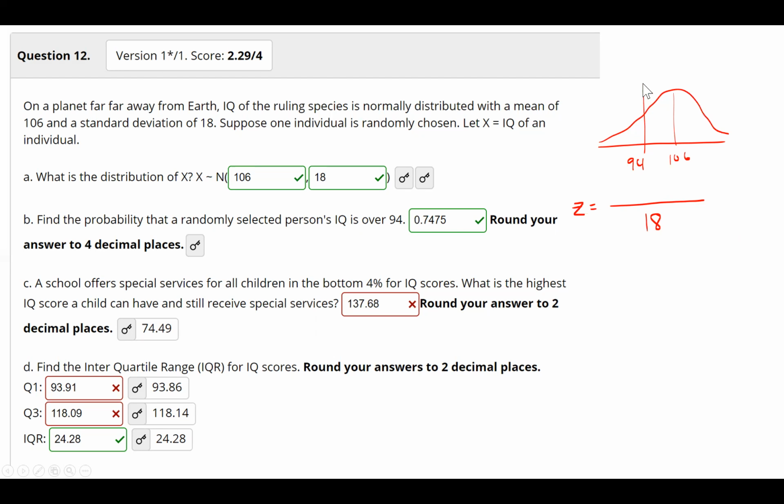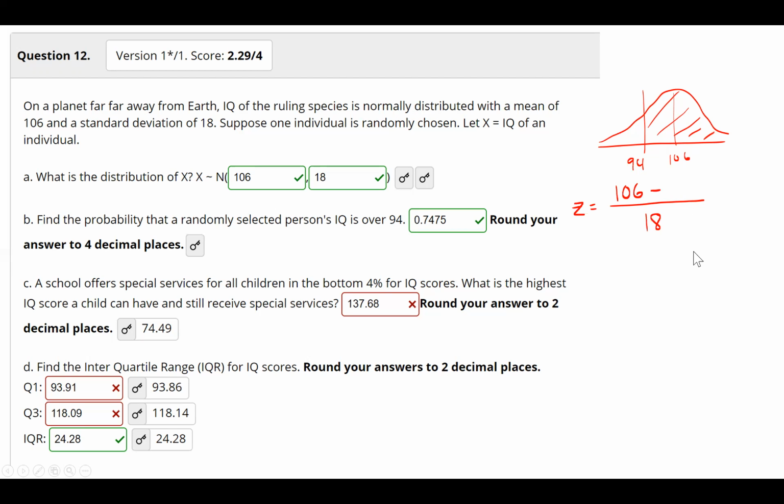Find the probability that a randomly selected person is over 94. So all this right here. Starting from here, we want to go this way. One thing we have to note is that we're passing the 50% marker, the 106. Anything on this side of 106 is considered 50% of our pile. So all we need to do is calculate this much and then add 50%, or 0.5, to that.